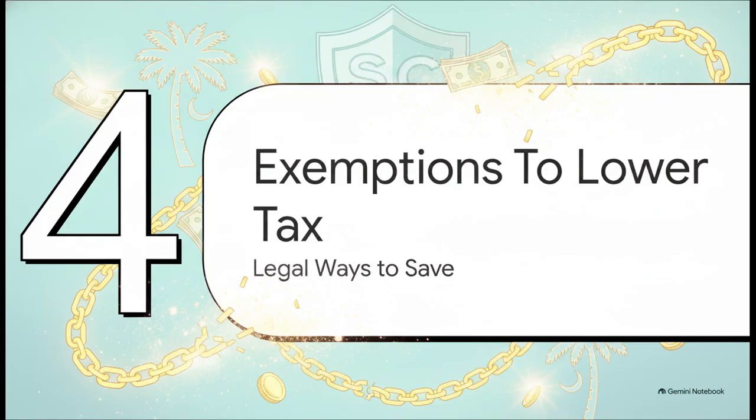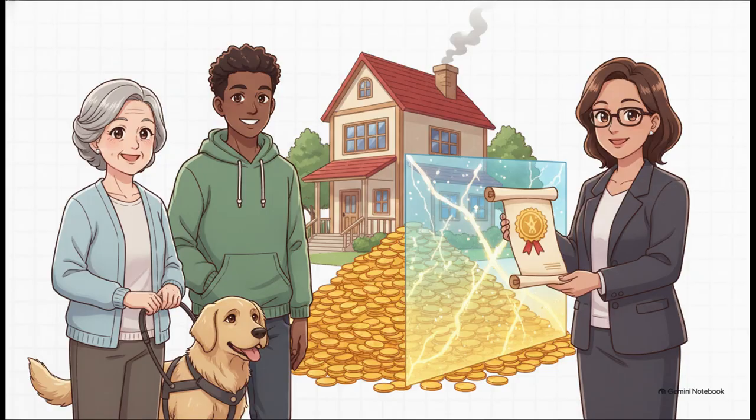Number 4, exemptions to lower taxes. Let's talk about legally lowering that bill. The biggest tool in the toolbox here is the South Carolina homestead exemption. If you're 65 or older, totally disabled, or legally blind, and you've held the title to your primary residence for at least a year, you qualify.